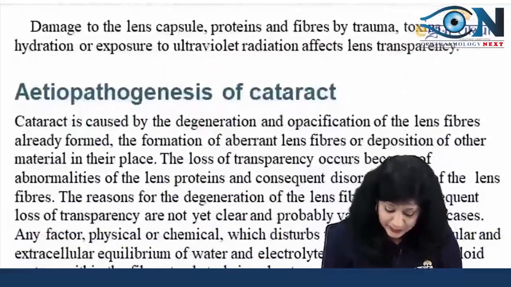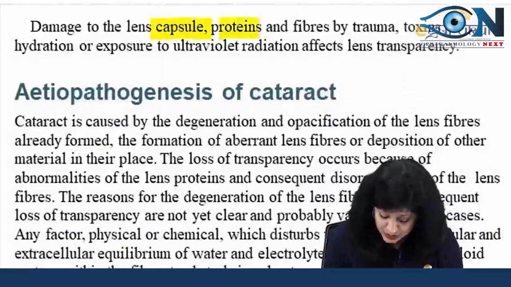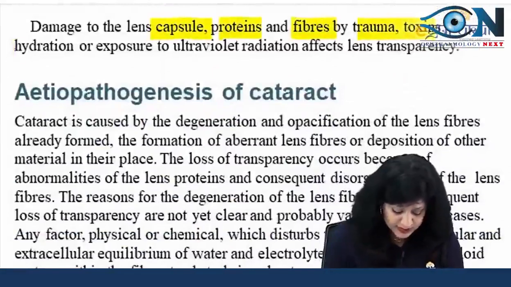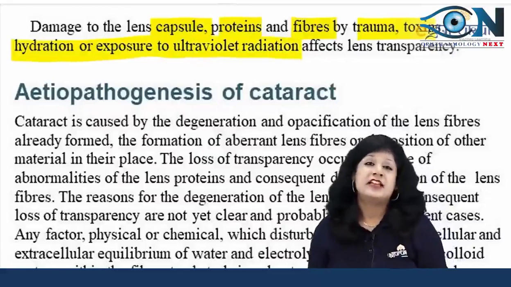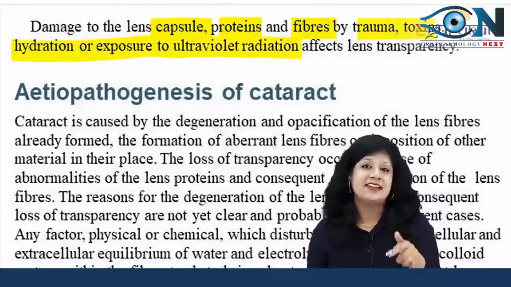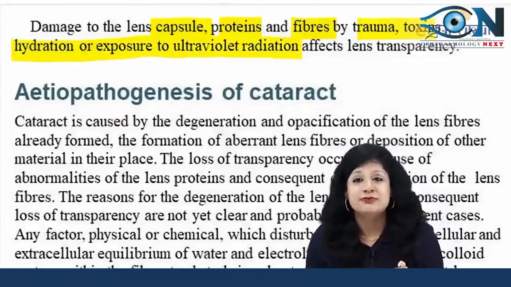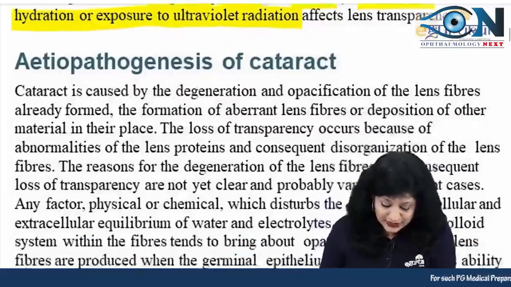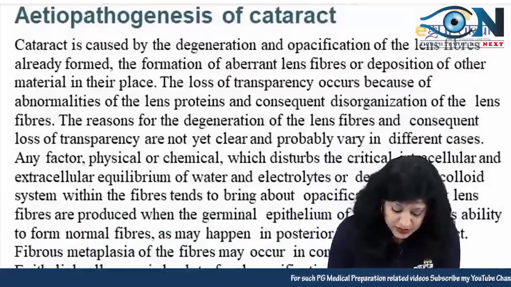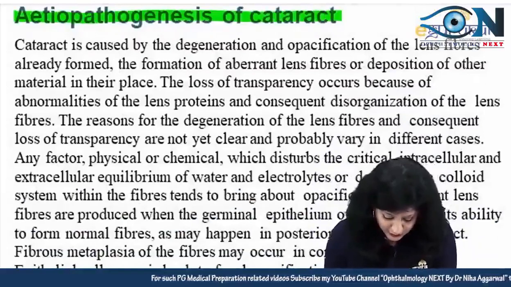Damage to the lens capsule, we have damage to the protein fibers by trauma, toxins, hydration or exposure to ultraviolet radiations. So they are affecting the lens transparency. Indirectly they are telling you what the different factors are which are responsible for the cataract. So let's come to the etiopathogenesis of the cataract.